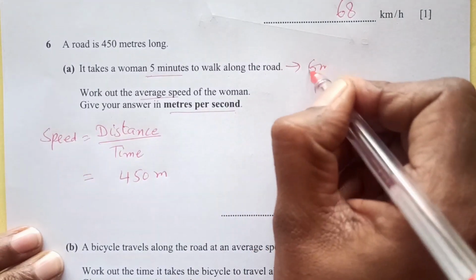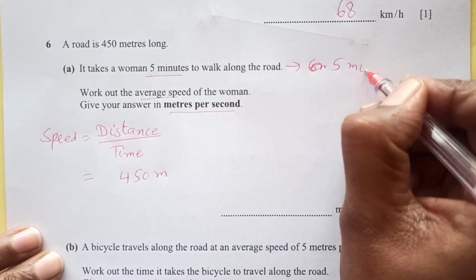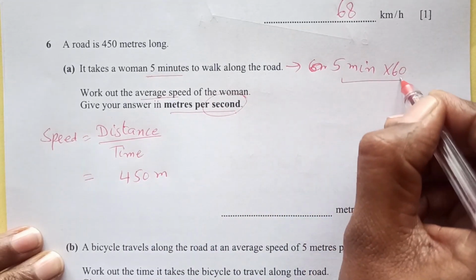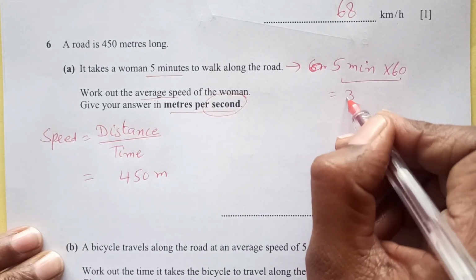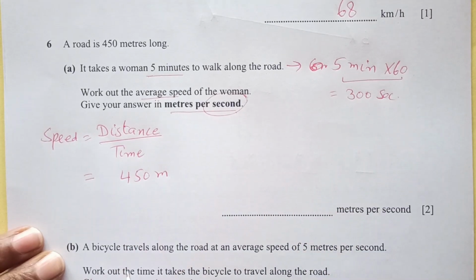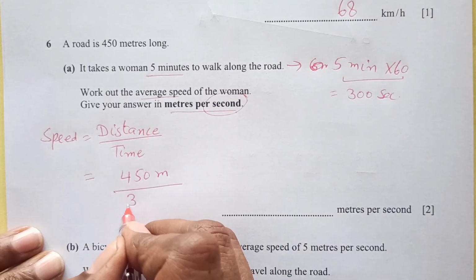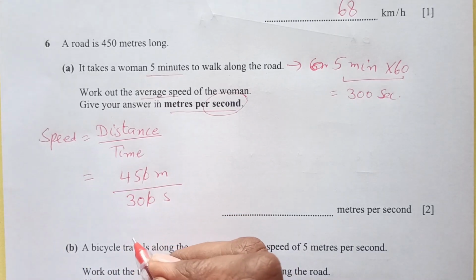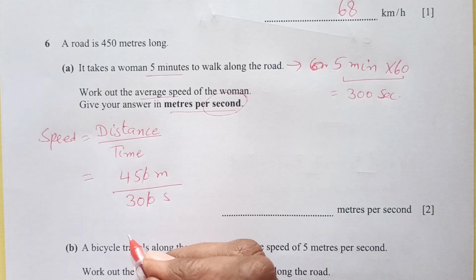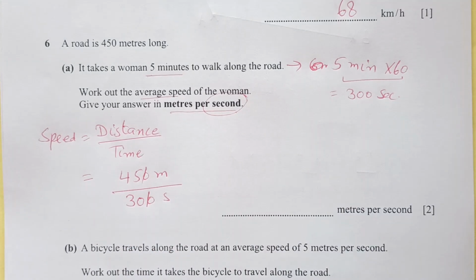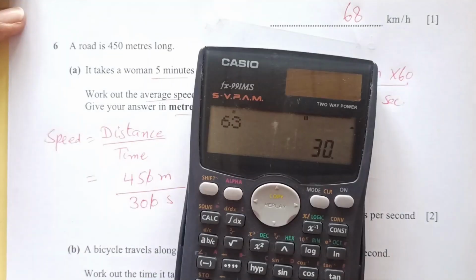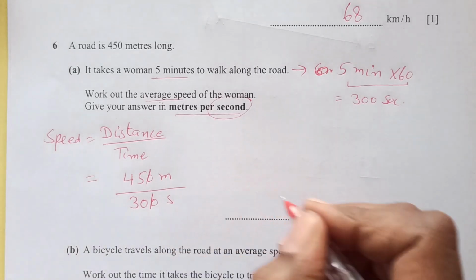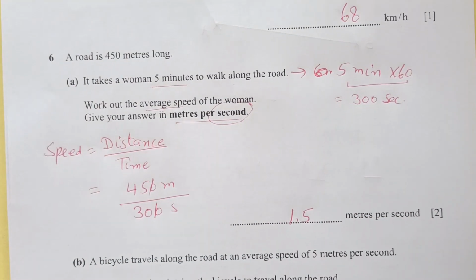So distance is 450 meters and time is in minutes, 5 minutes, and we need it in seconds. So times 60, that will give you the seconds. 5 times 60 is 300 seconds, right? So time we are going to write down here in seconds. So this is gone. We can use the calculator. 450 divided by 300 is 1.5. So 1.5 meters per second.